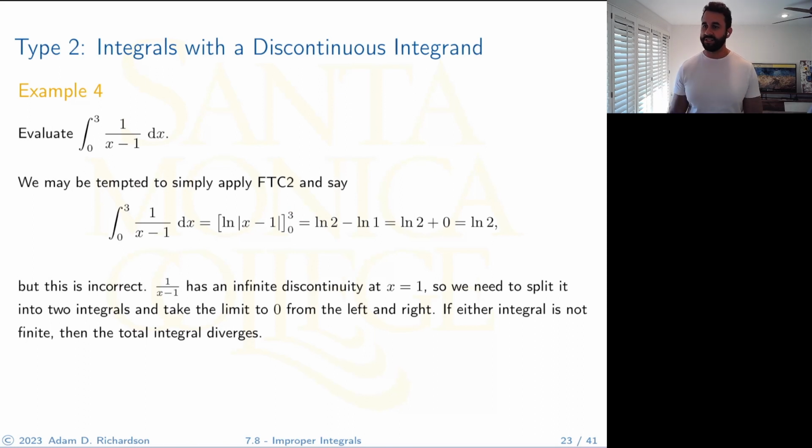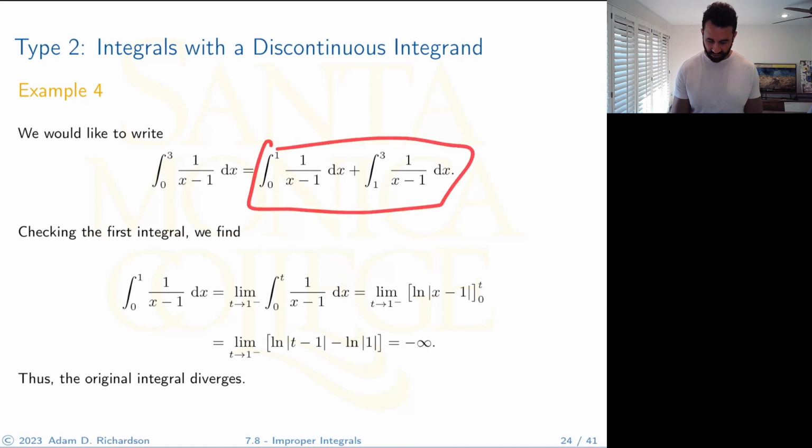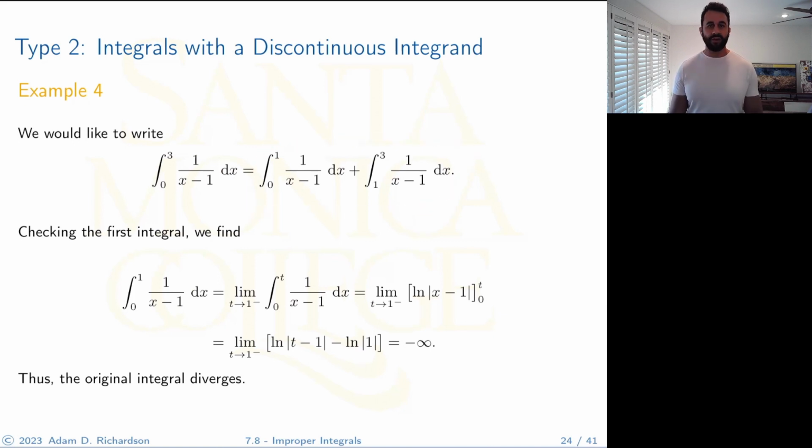You have to split this into 2. You have to take the limit, sorry, this should actually say 1. Another typo, my bad. That should say 1 from the left and the right. And if either of those integrals is not finite, then the integral diverges. So here we go. Let's start with one of them. We would like to write it like so, and then let's explore the first integral, the integral from 0 to 1.